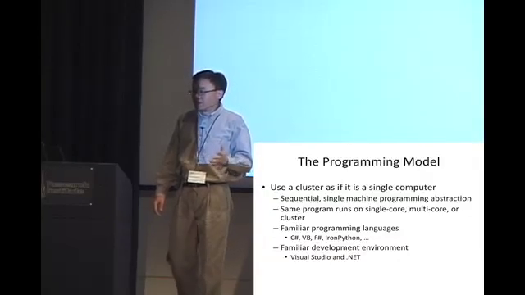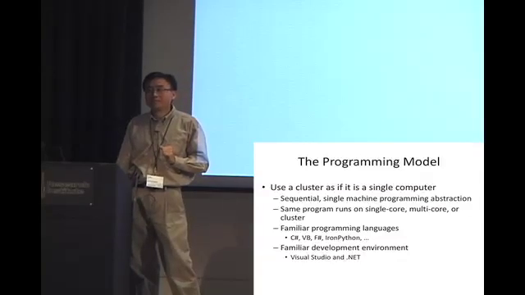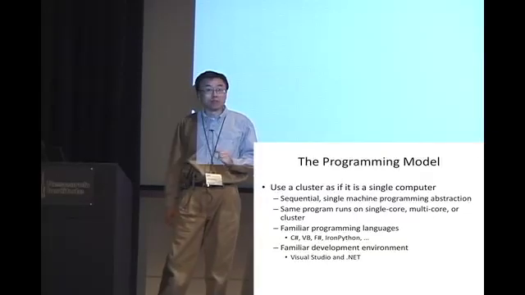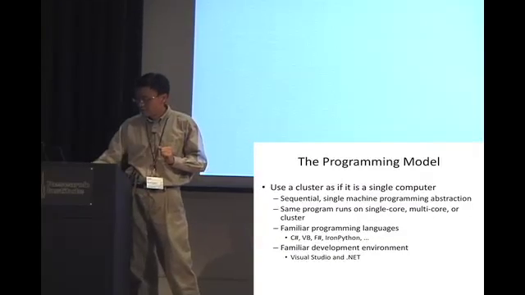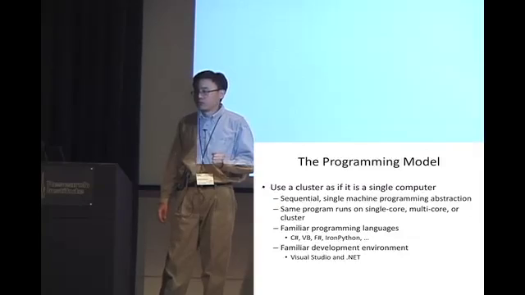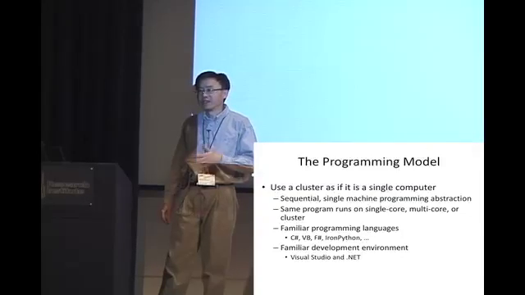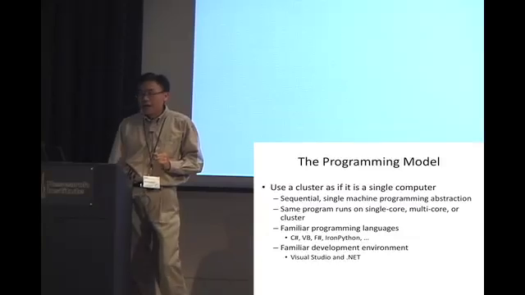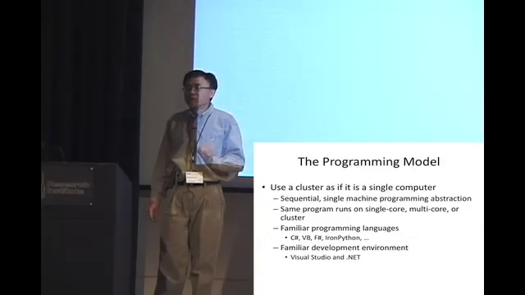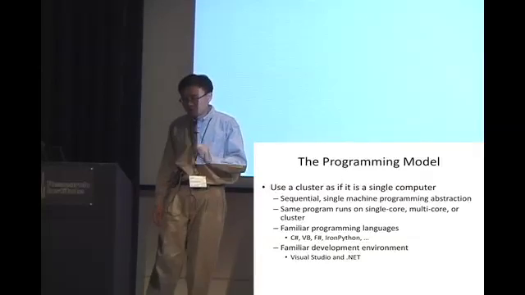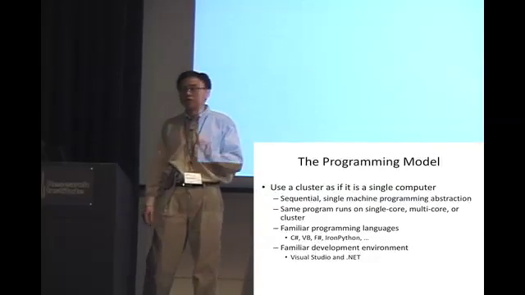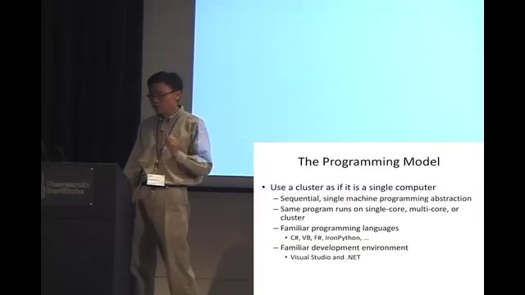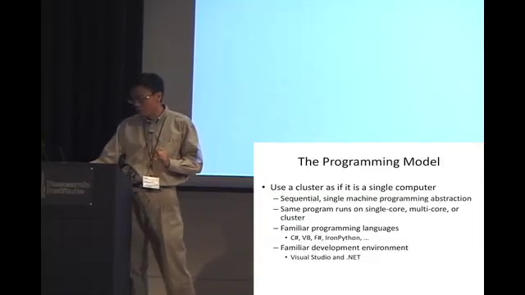So the programming model. The vision is to use the cluster as if it is a single computer. That means we want to provide a sequential, single-machine program abstraction. The same program should run on a single core, multi-core, or the cluster without any modification. Also, we want to use a familiar programming language. We're talking about programming, so we should use a real programming language. Java and C# have proven to be very good languages. We should just use them, not reinvent any new programming languages.